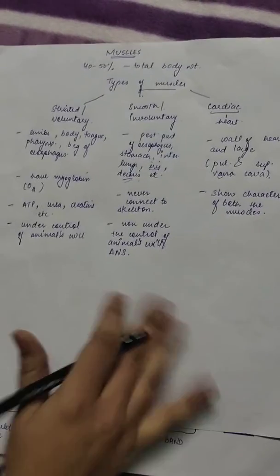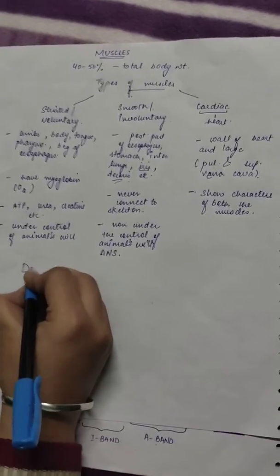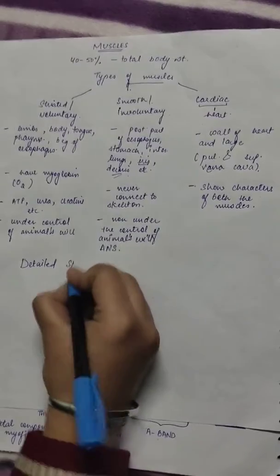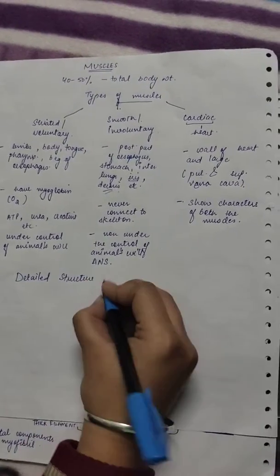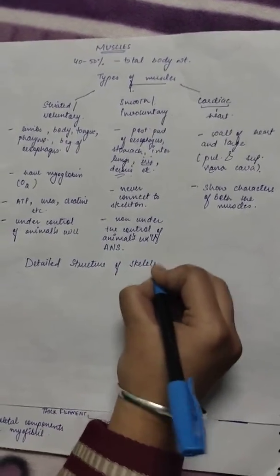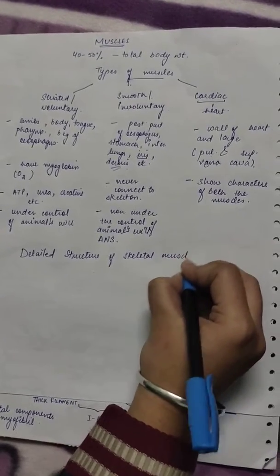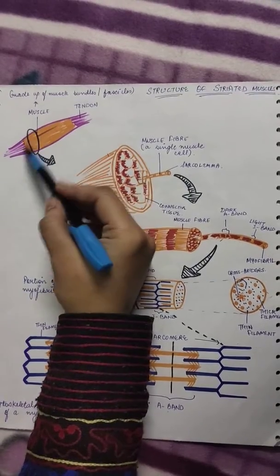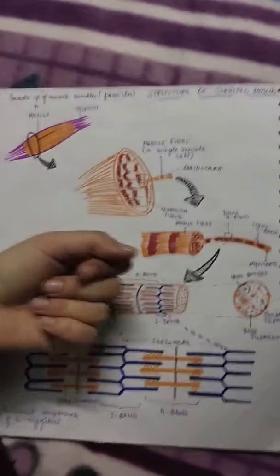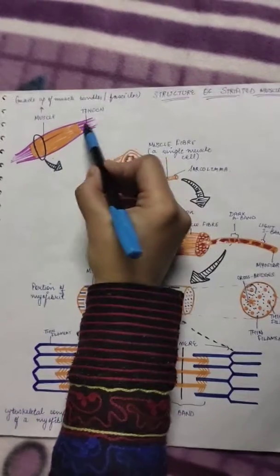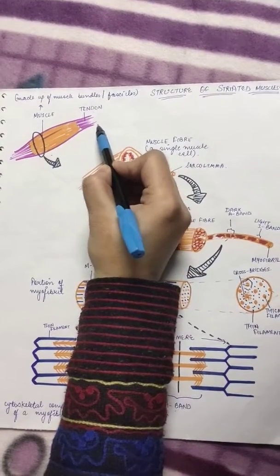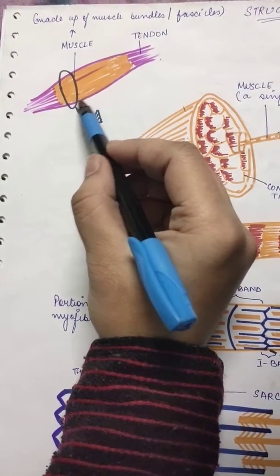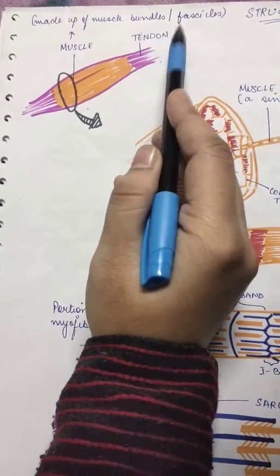Now we proceed to the detailed structure of the skeletal muscle. Suppose this is a muscle of the limb, of the arm, we can say. These are the muscles and these are connected with the tendons. Now the muscles are made up of muscle bundles or fascicles.